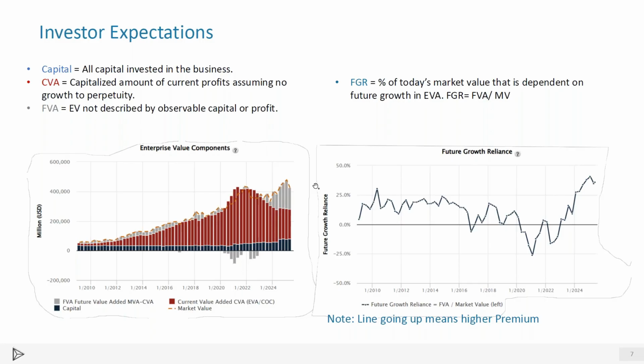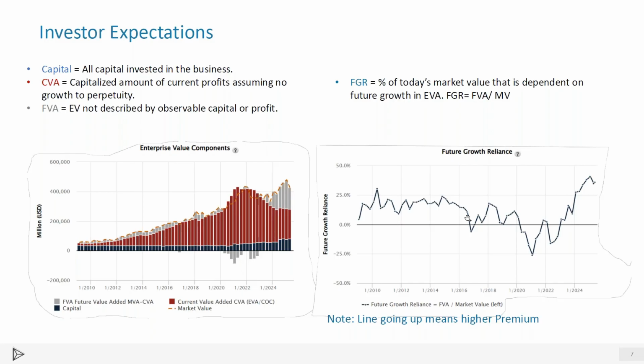So then what we do is use our future growth reliance chart. So that's the chart on the right, which is FGR, future growth reliance. Pretty much everyone's going to be aware of PE charts, so price to earnings charts. This is kind of our PE equivalent. And all it's doing is looking at the percent of today's share price that's dependent on that growth coming through in the future. So that EVA growth coming through in the future. It puts a company's premium or discount into perspective.